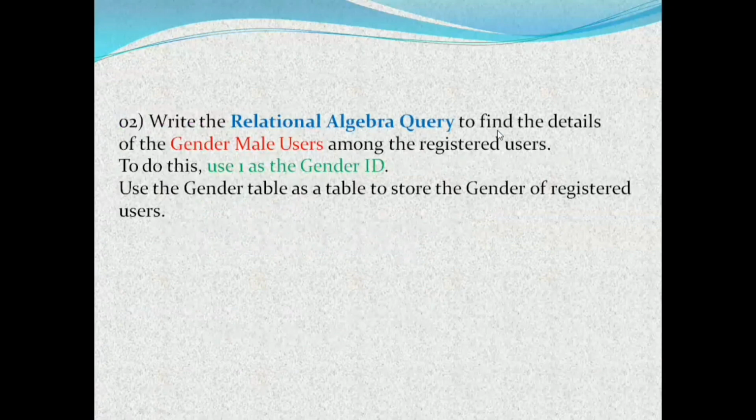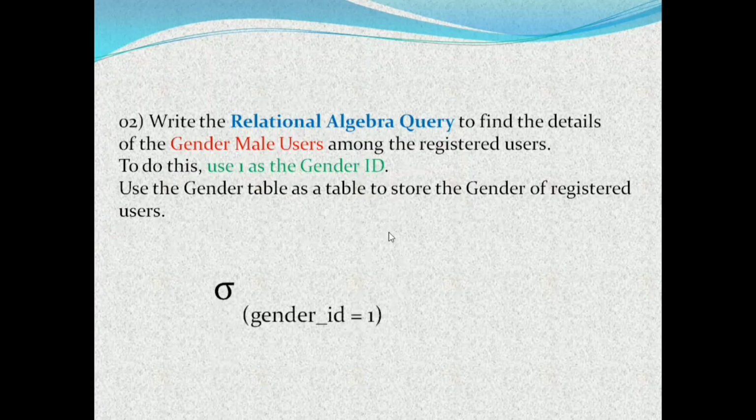Write the relational algebra query to find the details of the gender male users among the registered user. To do this, use 1 as a gender ID. Use the gender table as a table to store the gender of registration user. So now we have this thing, use 1 as a gender ID. So this is the proportional logic formula, and our relation table is user table. So now put this sigma mark here, and our proportional logic formula is gender ID equals to 1, and we need to get that user relation. So this is the formula.